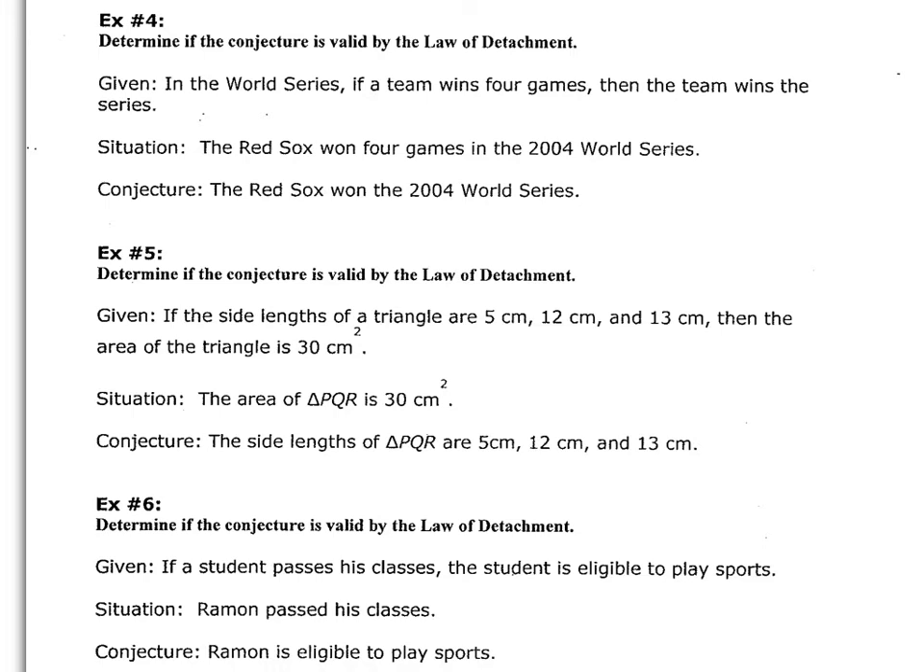Okay, it says in the World Series, if a team wins 4 games, then the team wins the series. Okay? So the situation says the Red Sox won 4 games in the 2004 World Series. So, since the given was that they only had to win 4 games, and the situation was that they won 4 games, the conjecture that the Red Sox won the 2004 World Series would be absolutely valid. Okay, so this statement would be valid.